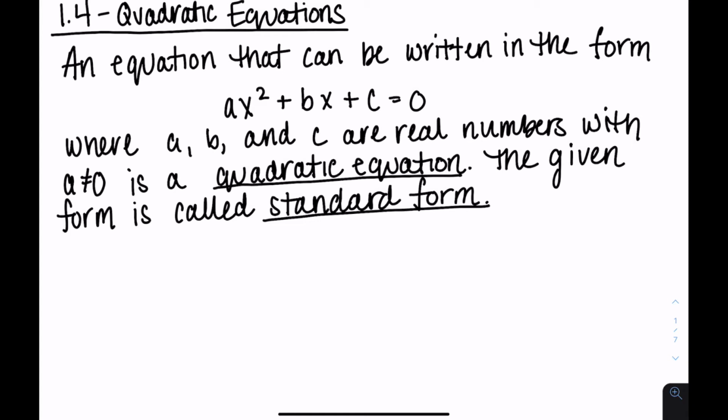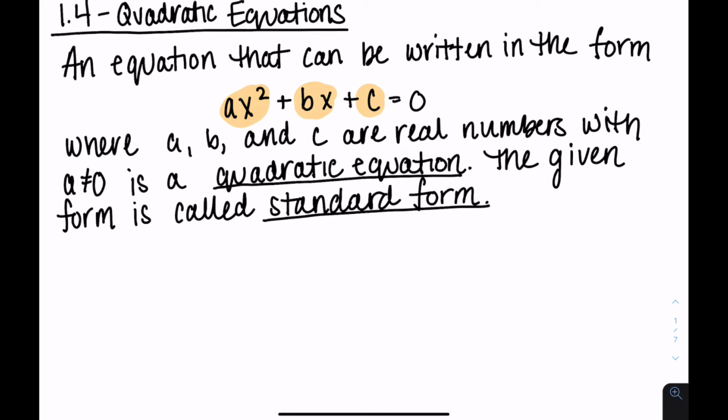So next we're going to learn all about quadratic equations. These are going to be equations that can be written in a specific form where you have some constant a times x squared plus constant b times x plus constant c equaling 0. A, b, and c themselves are going to be real numbers, but this coefficient out front, a, cannot equal 0. Otherwise, that would just be a linear equation.